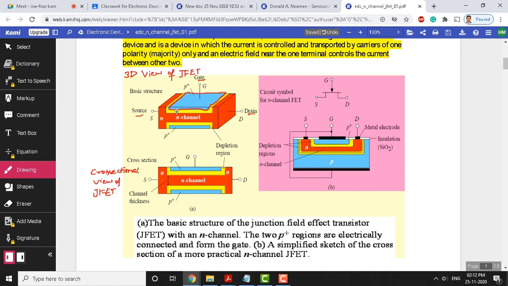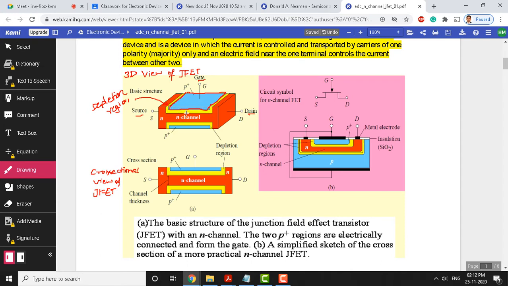So P plus, and there is an N that forms the PN junction here. The yellow color region is nothing but a depletion region. So this yellow color region here is nothing but the depletion region. Because there is a P plus region on top of this that forms a gate region, and below that there is an N type region that forms the channel here, that is of N type, and in between P and N there is a depletion region here.